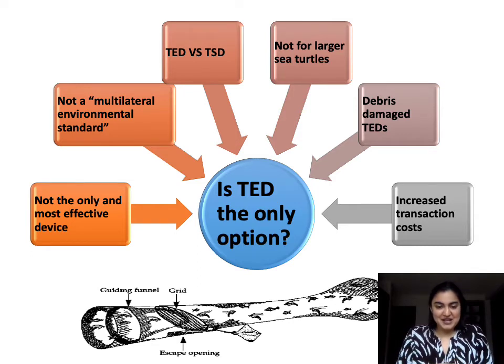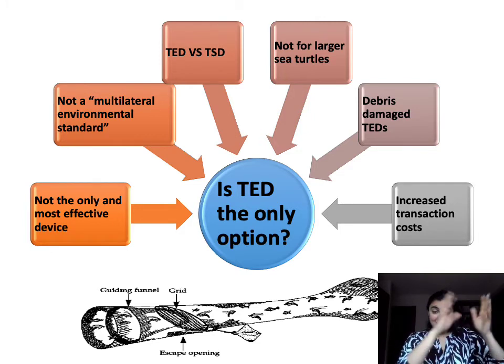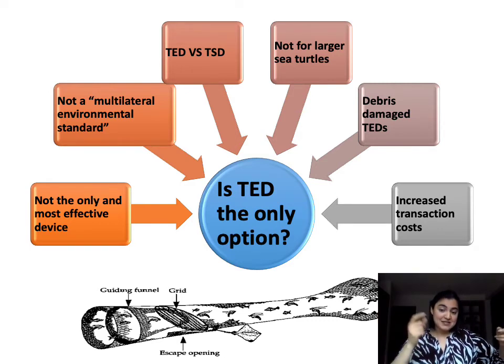And South Asian countries came up with the response saying, no, TED is not the only option. One of the options could be TSD, Turtle Saving Device. So South Asian countries got together and they came up with the Turtle Saving Device, TSD, which was very, very similar. What they did was they took this traditional net and they installed a grid of bars. But the only difference between TED and TSD was that in TSD, this grid had bars placed at a wider distance. So the distance between each metallic bar in this grid was higher.